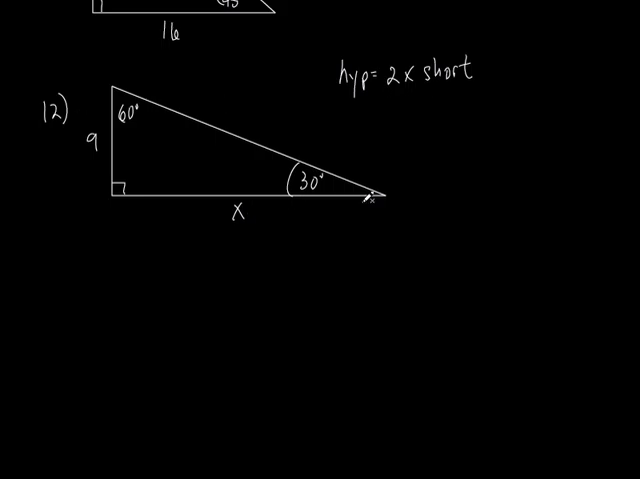What is x then? If this is the short leg, what is x? It's the long leg, and we have a relationship for that too. We know that, and this is something you have to know. You got to memorize it. The long leg is the square root of 3 times the short side, or the short leg. All right, so that's something that you have to know.